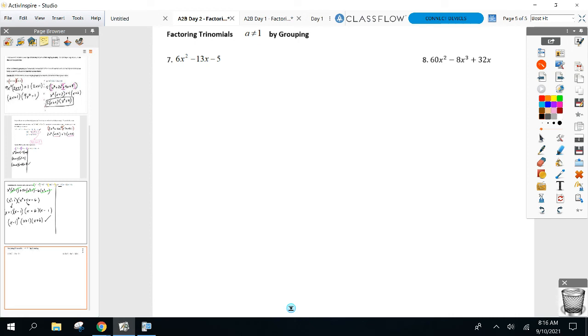You ready for a little math magic? We're going to take these 3 terms and make it into 4 so we can group. Ready? First step. To make it into 4 terms, you multiply the number out in front times the last number.